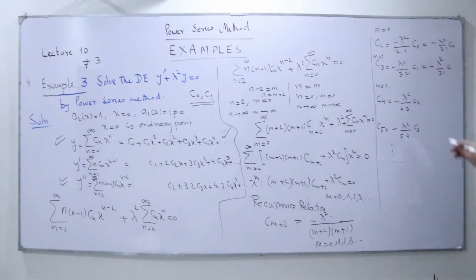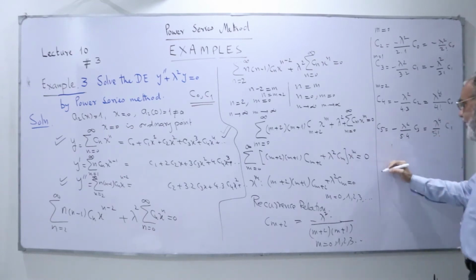So put the value of C2 here. I get minus times minus is plus, λ to the power 4 over, since minus 1 to the power 4 is plus, 4 into 3 into 2 is 4 factorial, C0. Then we have minus λ² times C3. C3 is minus λ², minus and minus become plus, and I'll get λ to the power 4 over 5 factorial, since 5 into 4 into 3 into 2 is 5 factorial, times C1.